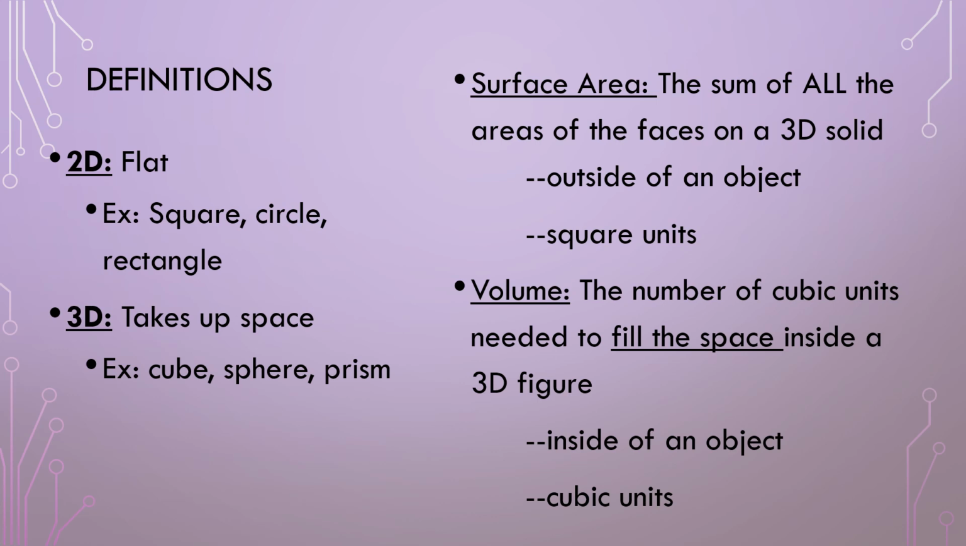So surface area, we're taking the area of all of the faces on the solid and adding them together, and then volume, we're talking about the inside of the solid.